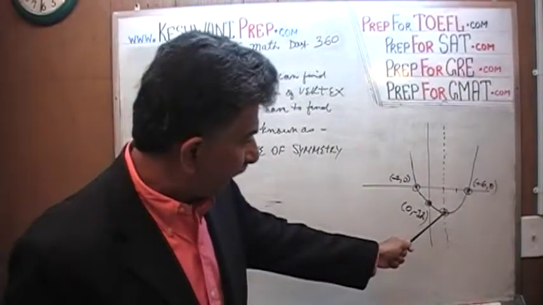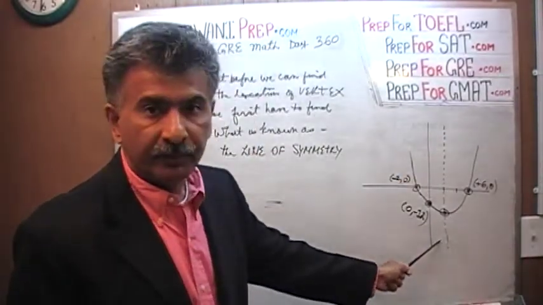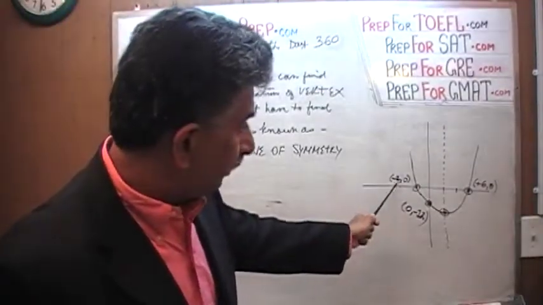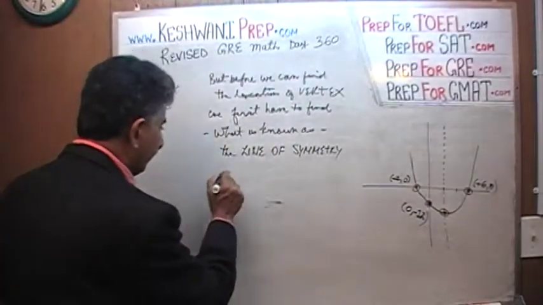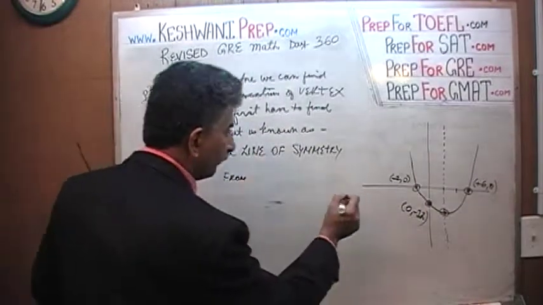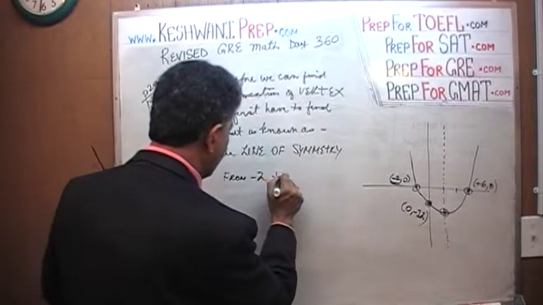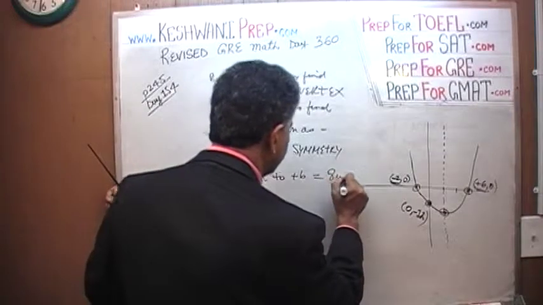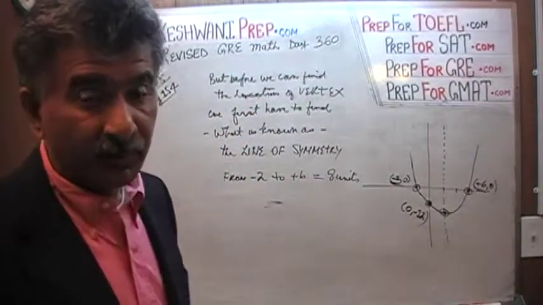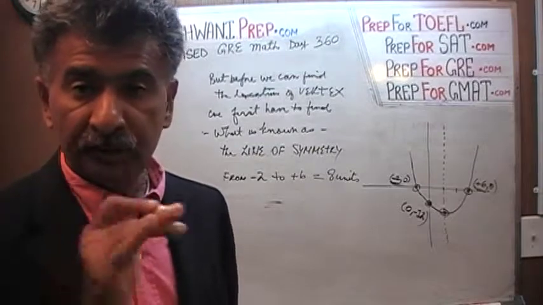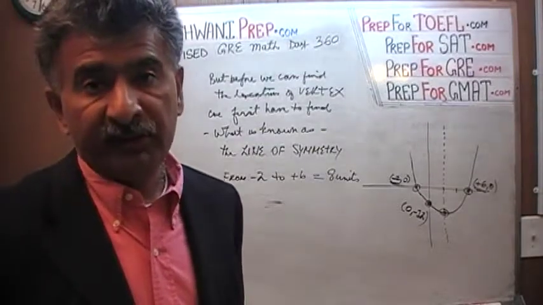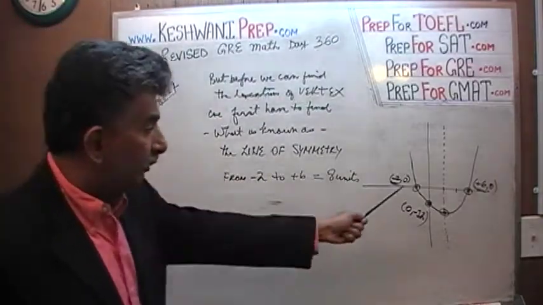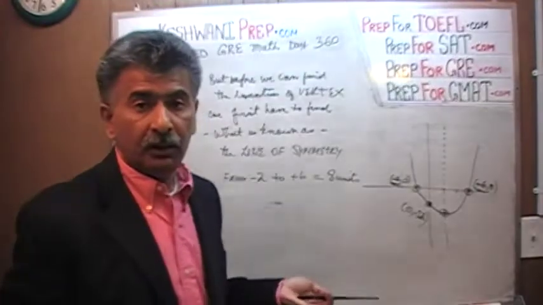The question is, can we figure out what is the equation of this line of symmetry? Well, the equation of this line of symmetry is very straightforward. Why? Because this is -2 and that's +6. From -2 to +6 is 8 units. And since the two sides are symmetric, the line of symmetry is going to sit exactly halfway through. This is 8 points. It's going to sit 4 points from either end.